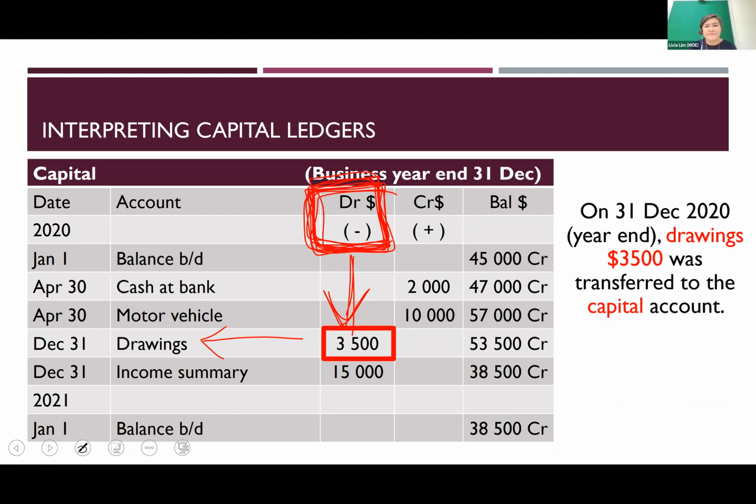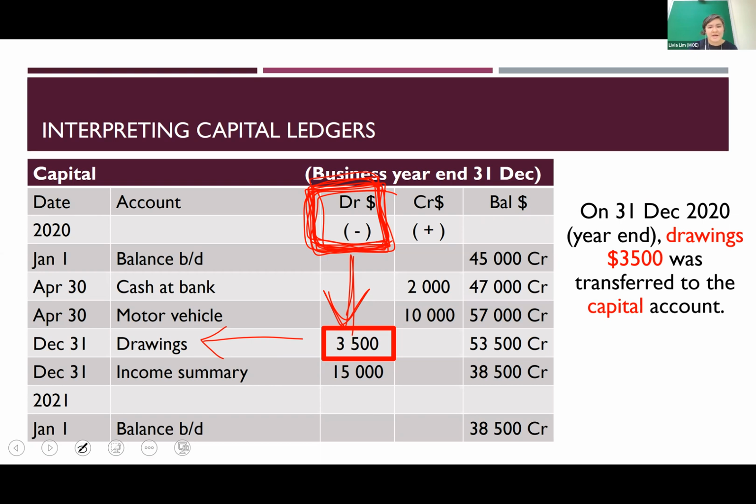So how would I describe this transaction? I would say on 31st of December, drawings $3,500 was transferred to the capital account. And this happens at year end.